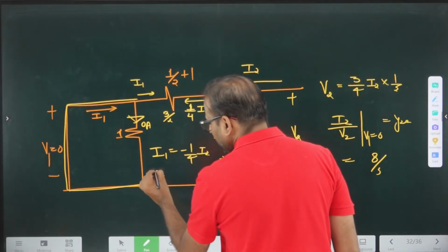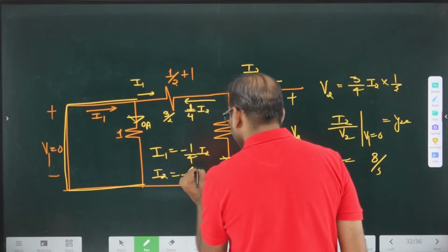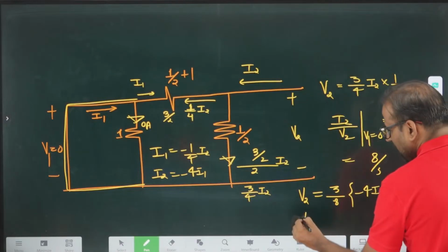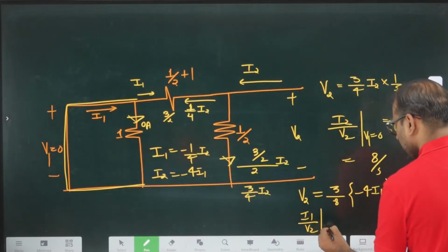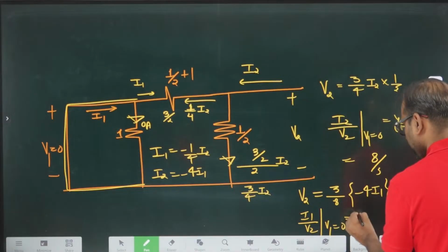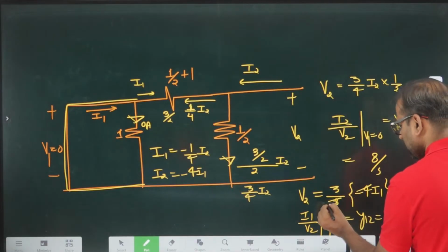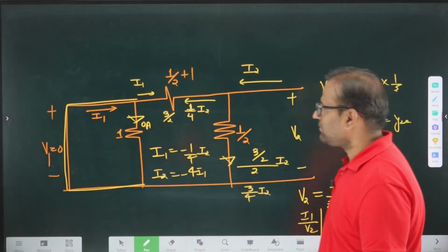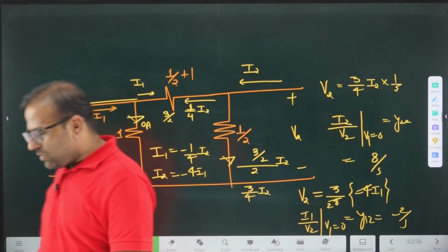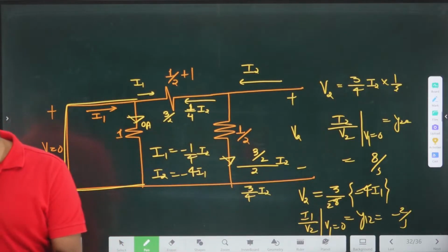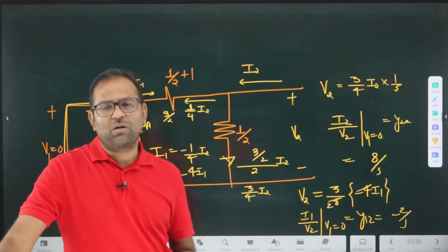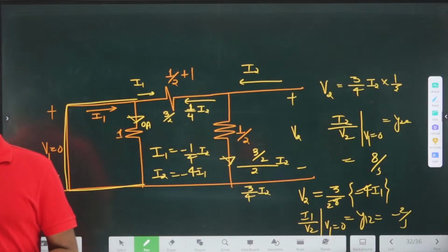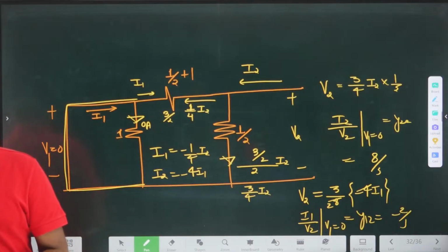So I2 is equivalent to -4 times I1. If I write minus 4 times I1 here, you can say I1 divided by V2, by making V1 equal to 0, is Y12, and this value is minus 2/3. You can write it directly. So this is the idea to calculate the Y parameters for a given network. Correct? What is one more thing we can write?